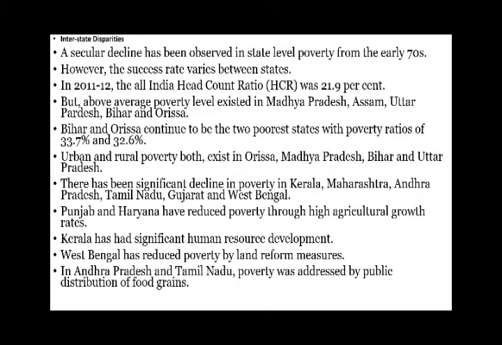There has been a significant decline in poverty in Kerala, Maharashtra, Andhra Pradesh, Gujarat and West Bengal. Punjab and Haryana have reduced poverty through high agricultural growth rates. Kerala has had significant human resource development. West Bengal has reduced poverty by land reform measures. In Andhra Pradesh and Tamil Nadu, poverty has been addressed by public distribution of food grains.